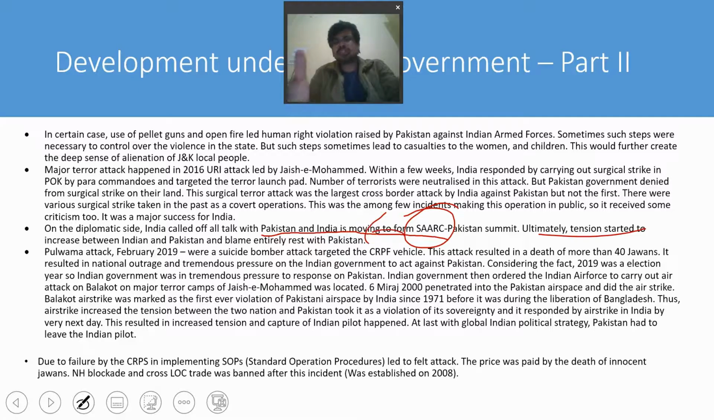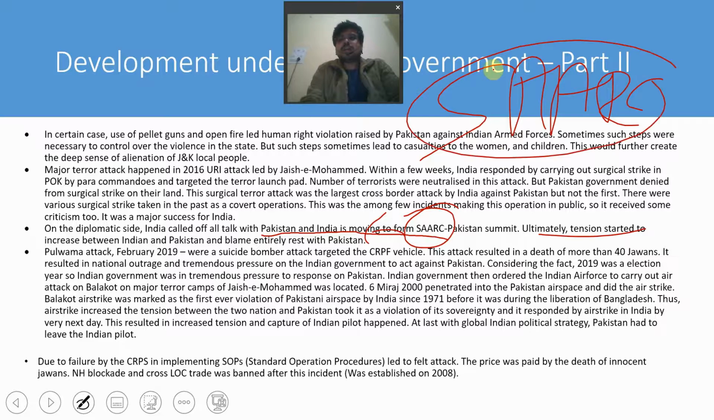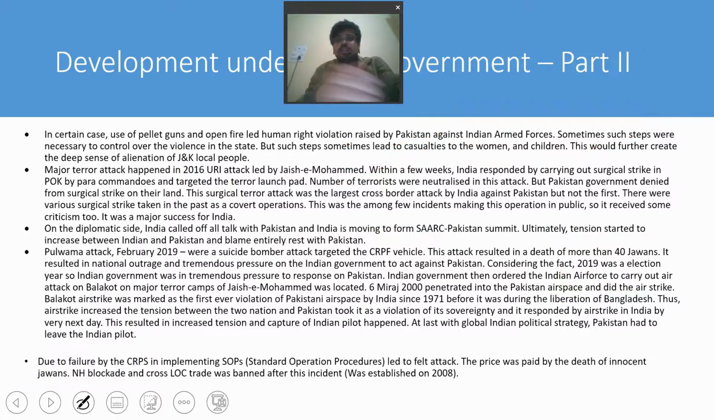So why this SAARC minus Pakistan? Let us suppose a SAARC meeting is going to happen in Pakistan, India will say I will not go. When the SAARC summit is going to happen in India, Pakistan will say I will not go. And India is a major power in that grouping. So India is telling that we will exclude Pakistan from this grouping, and various countries and stakeholders will agree on it, because India is a major power in that.